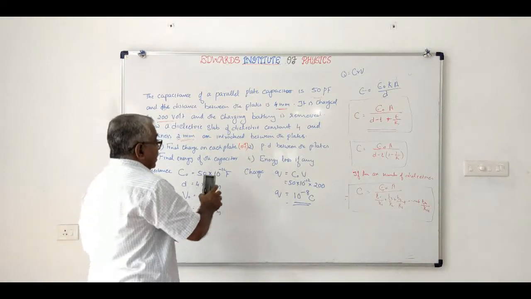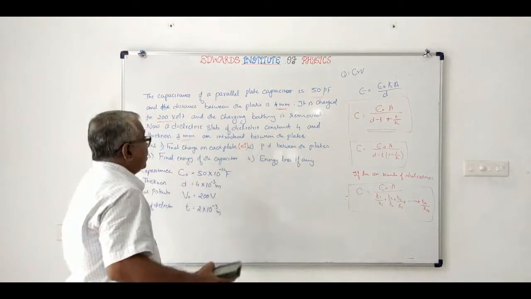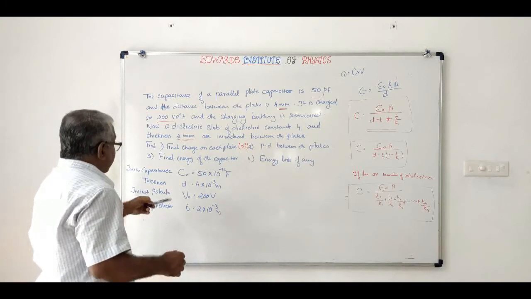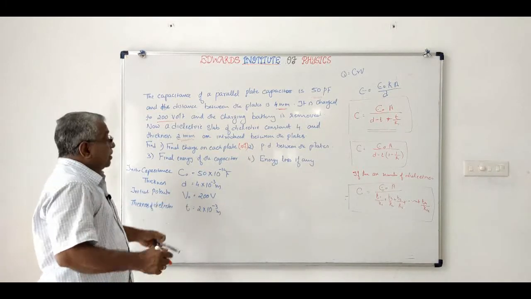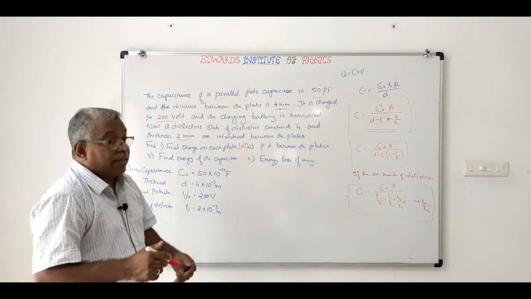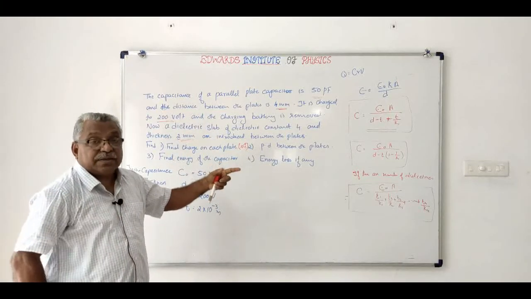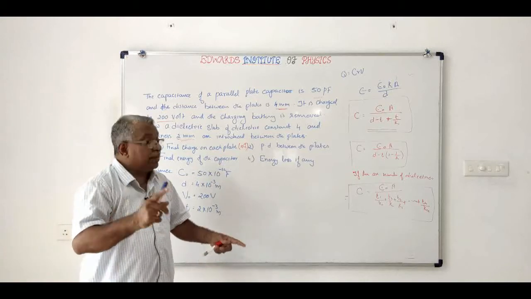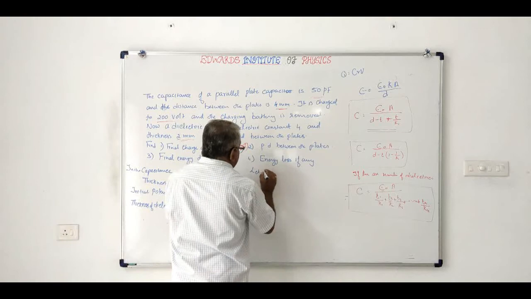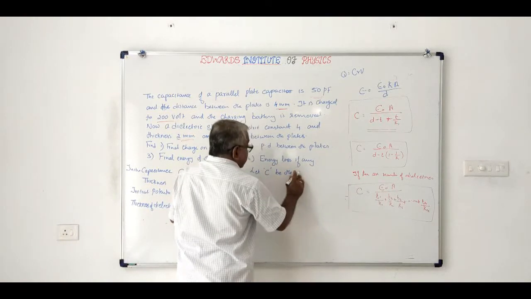Now, let us see what the potential difference between the plates is. The initial potential difference was 200. What is the potential difference between the plates when the dielectric is introduced? What changes when a dielectric is introduced? When a dielectric is introduced in a capacitor, the capacitance changes. Let C be the new capacitance.